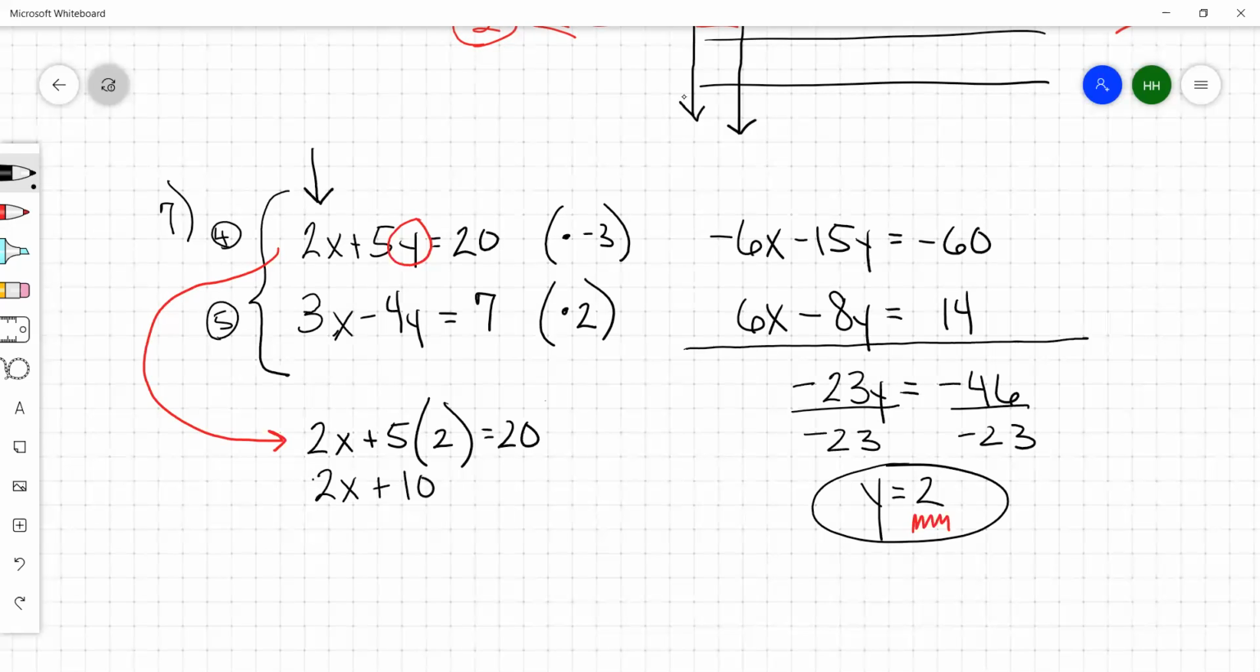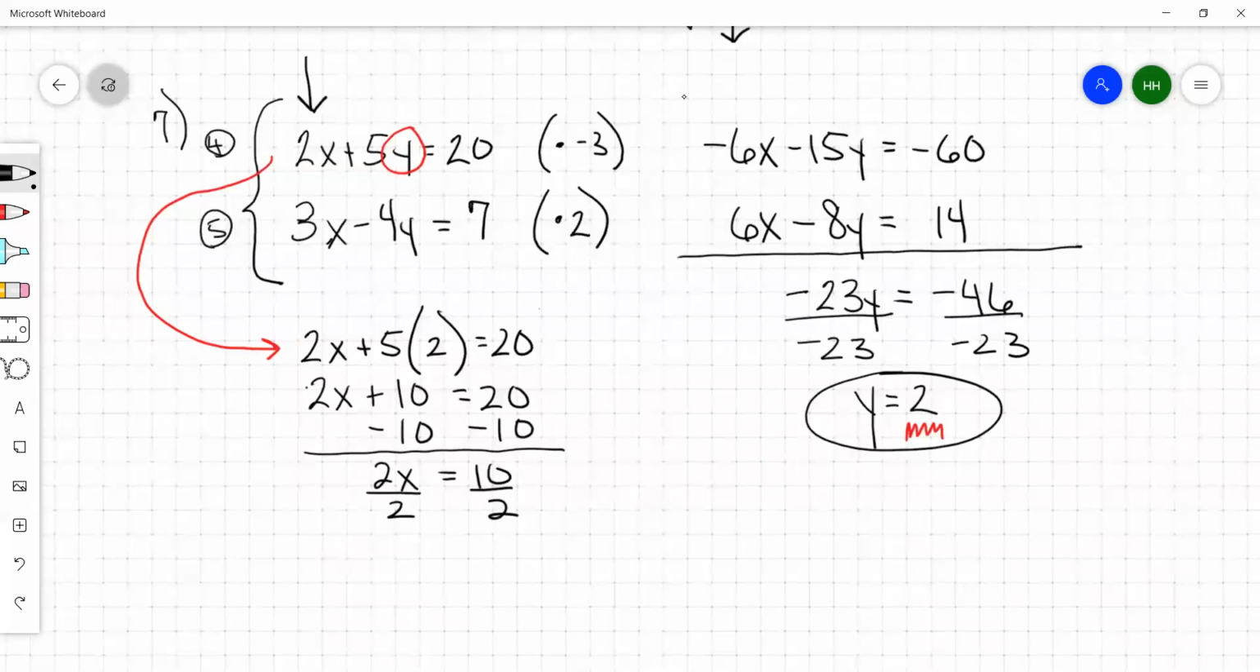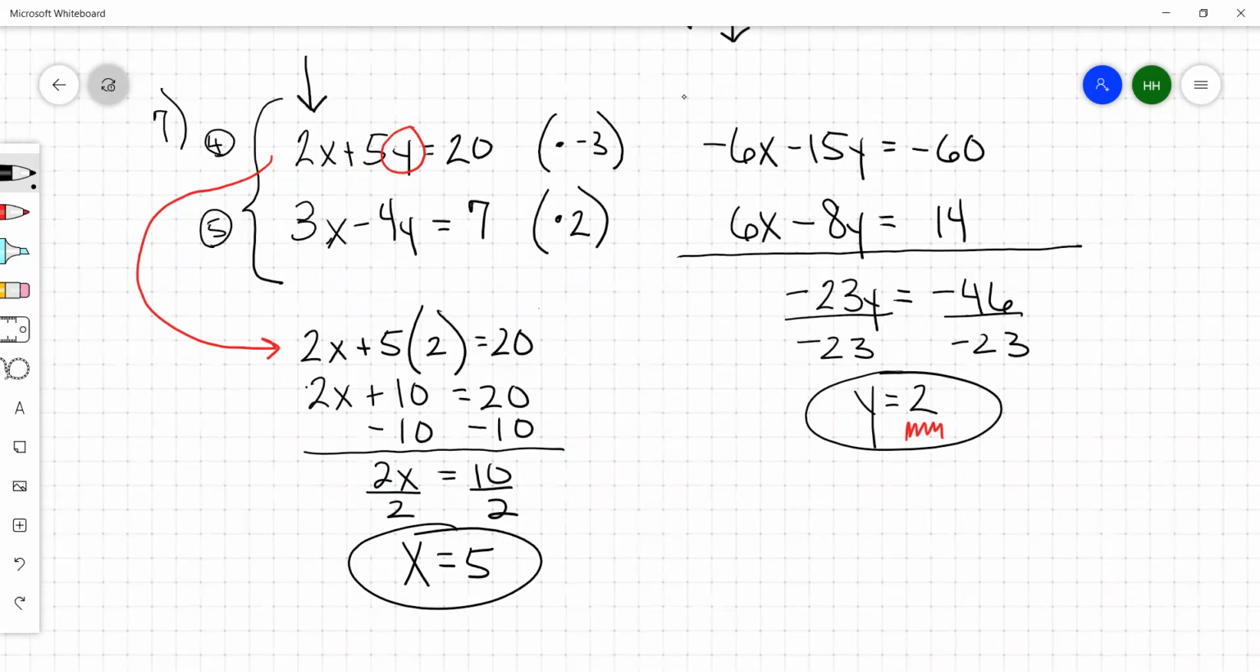So 2x plus 10 equals 20. Subtract 10 from each side. 2x equals 10 and divide by 2. Looks like x is going to equal 5. There's your solution set, 5, 2.